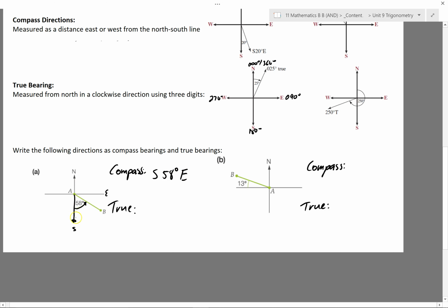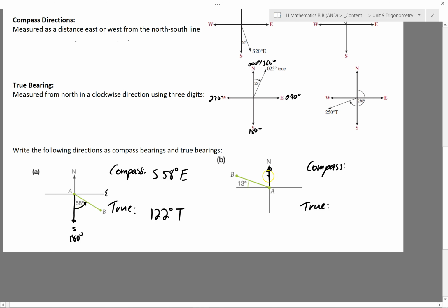And as a bearing, I know that this is 180 degrees, so 180 minus 58 is what, 122, hopefully, degrees. And sometimes people write true after it. It's all good. Okay, over here is a compass bearing.